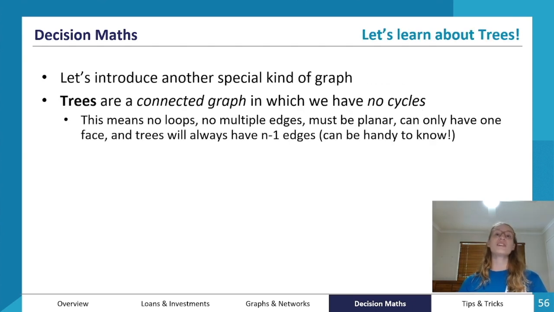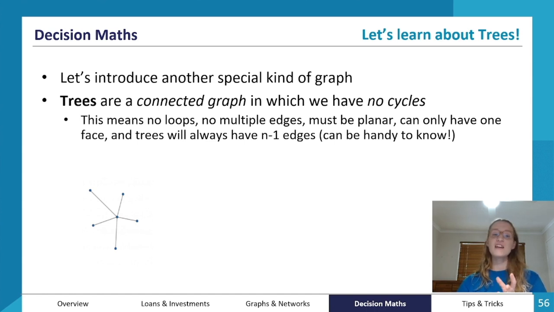So we're going to introduce another definition. We're going to talk about another type of graph. And this special type of graph is called a tree. So what is a tree? A tree is a connected graph in which we have no cycles. So this means we have no loops, no multiple edges. It must be planar, so it can only have one face. And trees will always have n-1 edges.